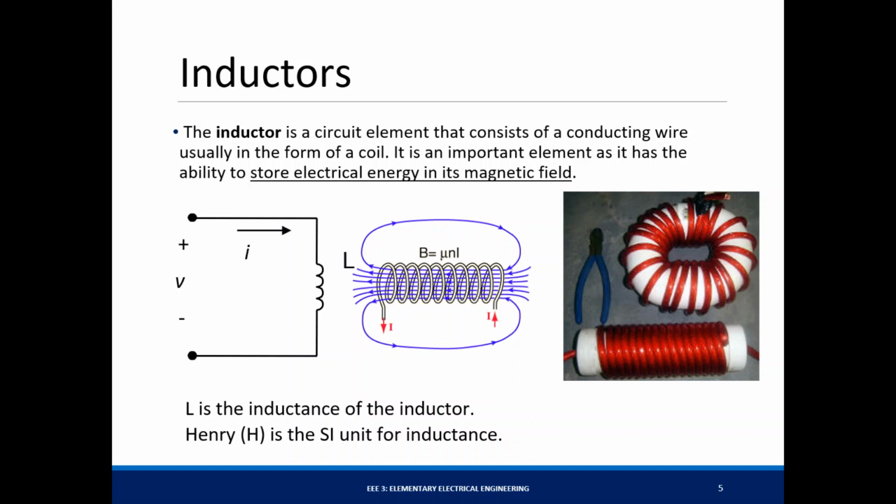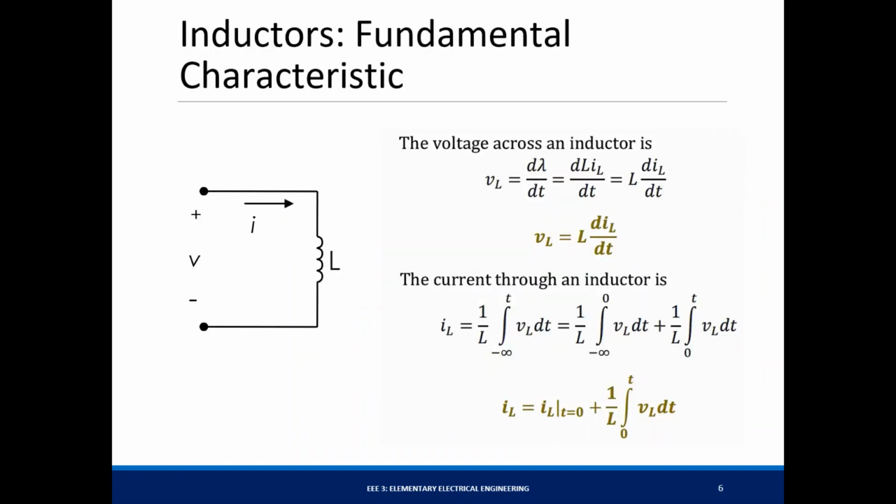So, we represent the inductance as L, and it's measured in henries, the SI unit for inductance. The relationship between the inductance and the voltage and the current is defined by this equation right here. So the voltage across the inductor is defined by the change in what we call flux linkage, d lambda over dt, which is equal to your inductance multiplied by your current. And since the inductance is constant, we have this expression right here, where the voltage across the inductance reacts to a change in current with respect to time.